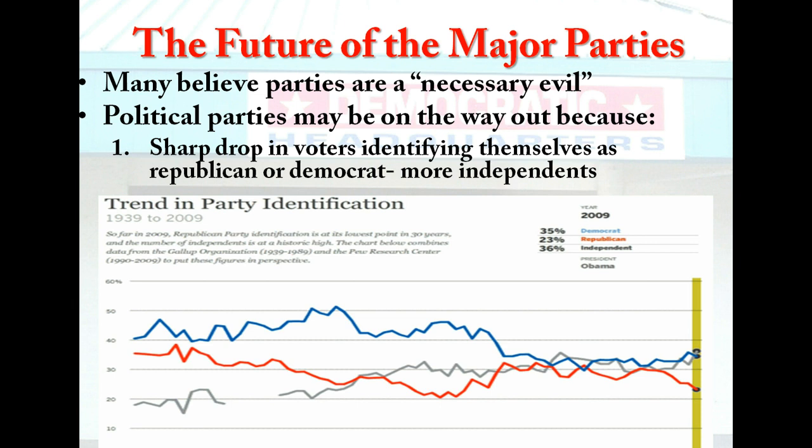Political parties have been in a period of decline since the late 1960s. Their decline has led some analysts to conclude that the parties are not only in serious trouble, but that the party system itself may be on the point of collapse. The present weakened state of the parties can be traced to several factors. They include, number one, a sharp drop in the number of voters willing to identify themselves as Republicans or Democrats, and a growing number who regard themselves as independents. As you see in the chart here, at least in mid-2009, Republican Party identification was at its lowest in 30 years.